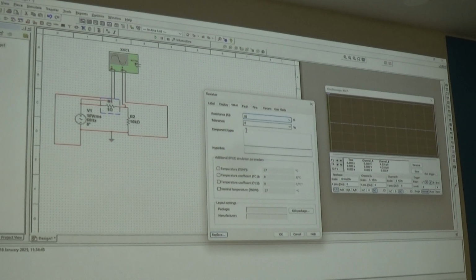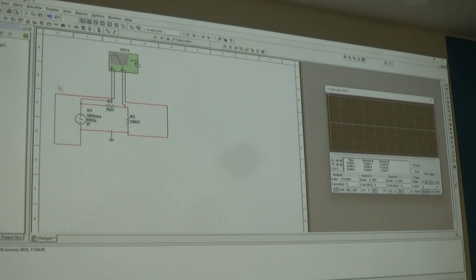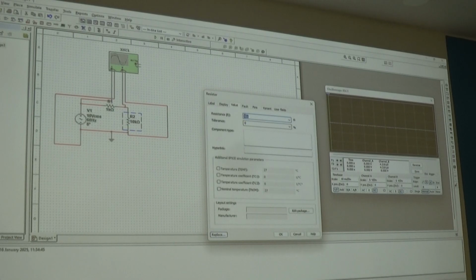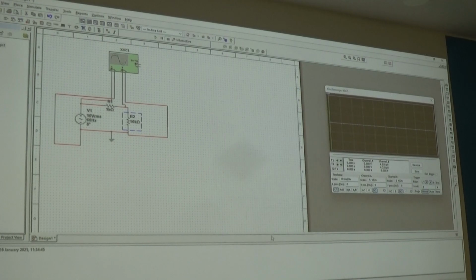Again, I'm just trying to keep the size down for YouTube. Is it running? So let's go back to that 1K on that resistor, 1K on this resistor. Expected output, half the size of the input, right?